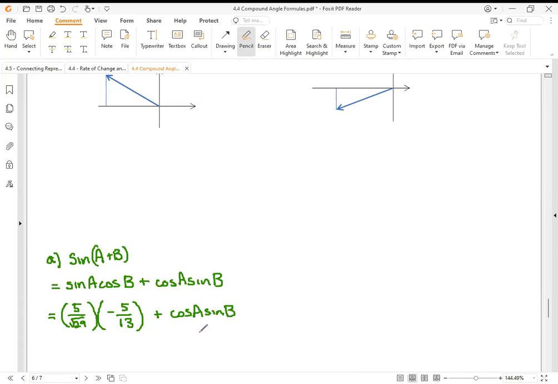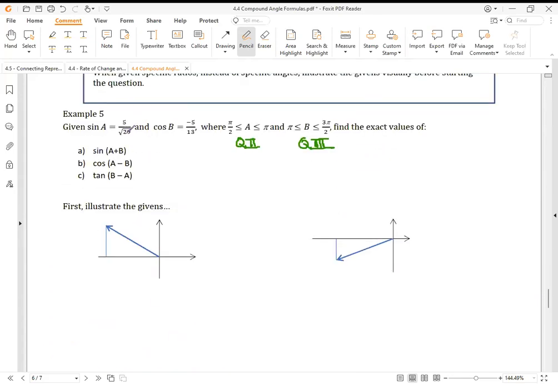What's cos A? Do we have cos A? Is it given? No. Do we have sine A? It's given. Oh, sorry. Is sine B given? No. But we can find it. How do we find it? What is the connection between this and finding cos?